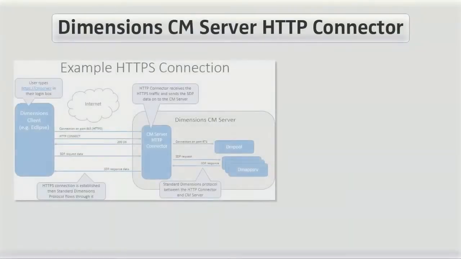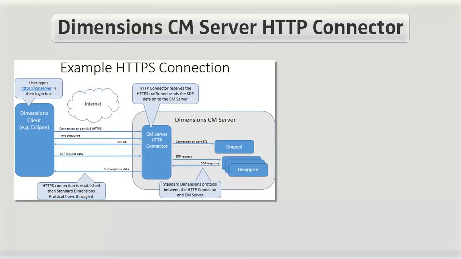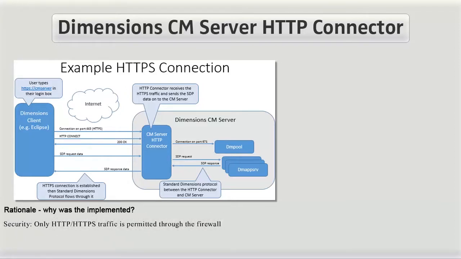The HTTP connector allows clients to connect to a Dimensions CM server using the HTTP or HTTPS network protocols instead of the default standard Dimensions protocol, or SDP. For some organizations, any non-HTTP traffic contravenes security policies. Therefore, the SDP and SSDP connectivity would not be permitted.